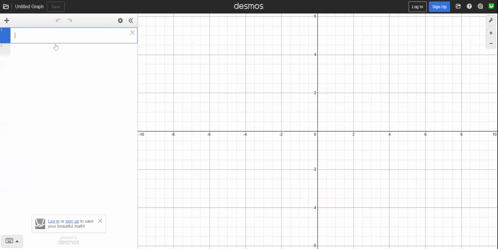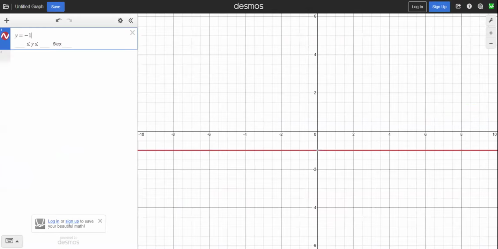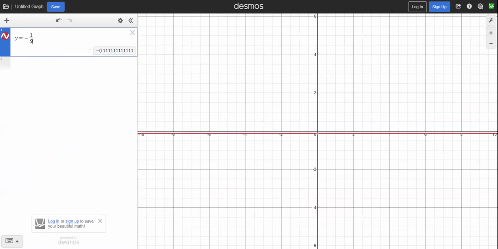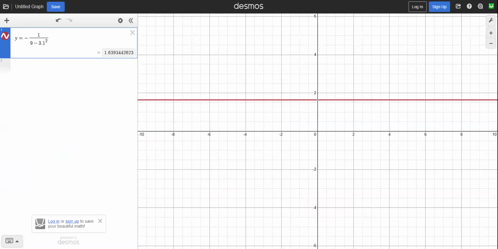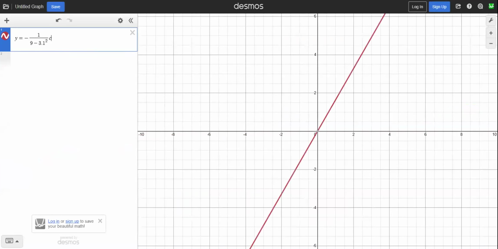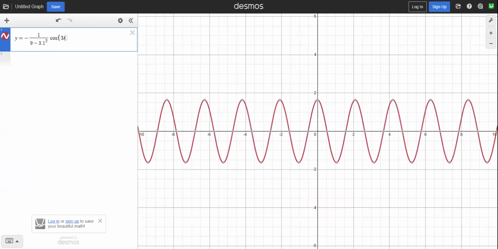So if I graph it here then, it was y equals negative 1 over 9 minus 3.1 squared, cosine 3t. Okay, so we have this here. Now that's if there was no forcing function on it, it would just kind of go like that.